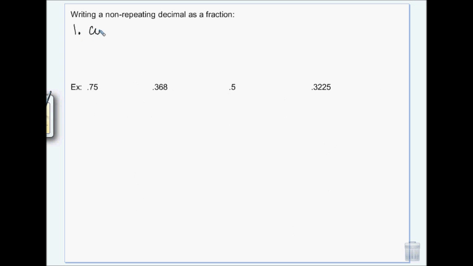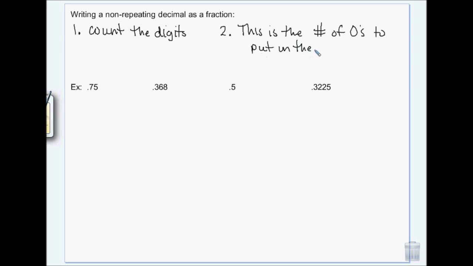Okay, I'm going to write down the steps. So you count the digits. All right, so here I have 2 digits, 1, 2, right? And then step 3 is to reduce. Okay, so that might not make sense right now, but you count the digits. So here on 0.75, I have 2 digits. I'm going to put a 75 in the numerator, and I have 2 digits, so I need 2 zeros. So I have 75 over 100.